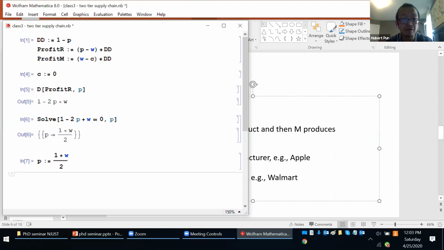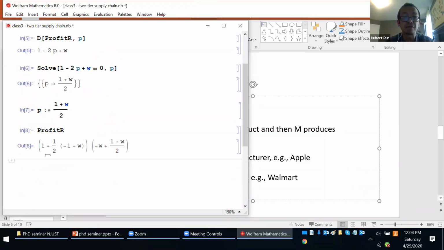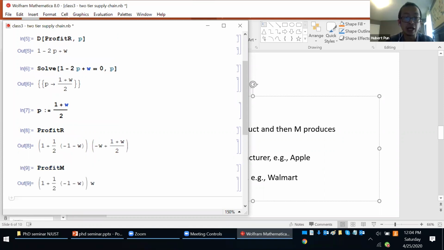Okay, so now we have profit. And let's look at what is the value of profit R and profit M. So profit R now equals to a function looks like this. And profit M now equals to a function looks like this. So as you can see, this is a little bit messy. So let me try to simplify it.